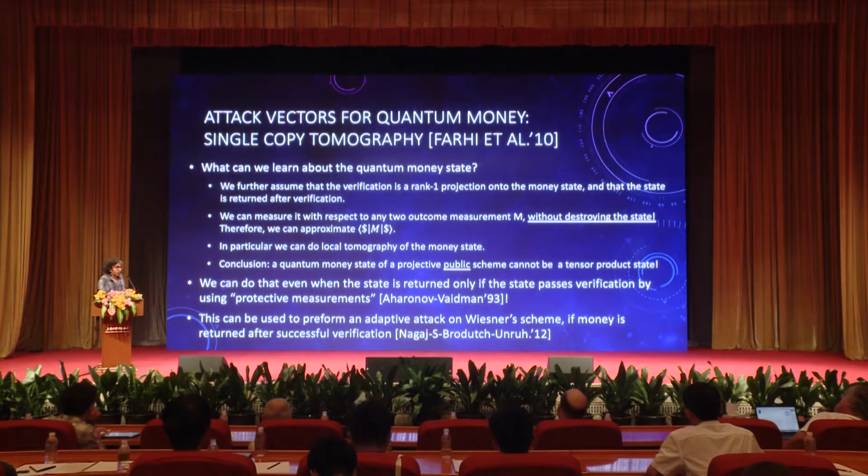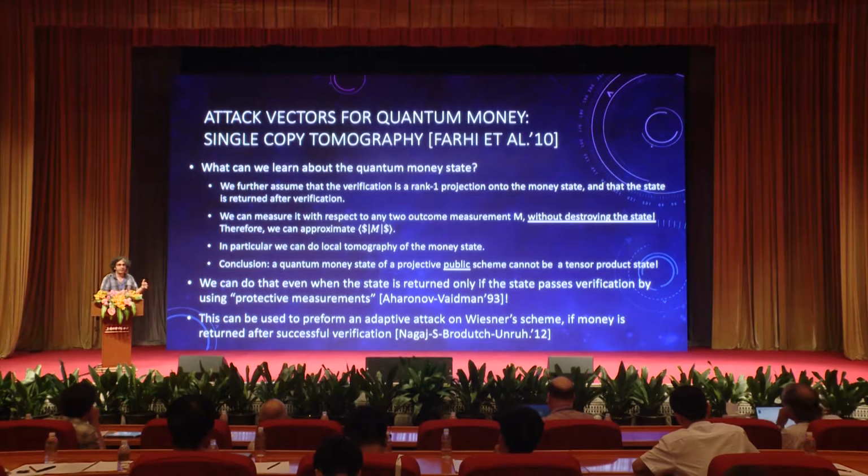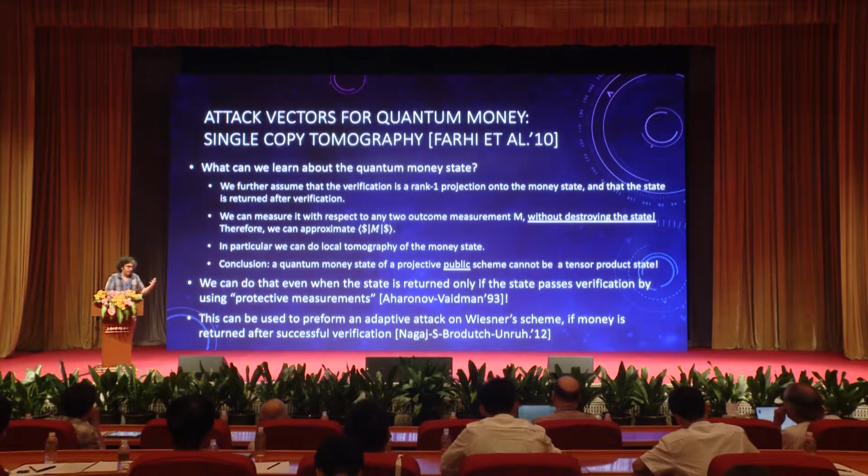In particular, you can do local tomography for your quantum money state, and therefore something like Wiesner's scheme, in which the quantum money state is a tensor product state, simply cannot work for a public money scheme. And perhaps surprisingly, we can do even better. You can imagine that if the money is invalid, you throw it away and that's it, it's gone. You don't return it to the owner. But you do give money back if it was valid. This seems reasonable. But it turns out this doesn't work.